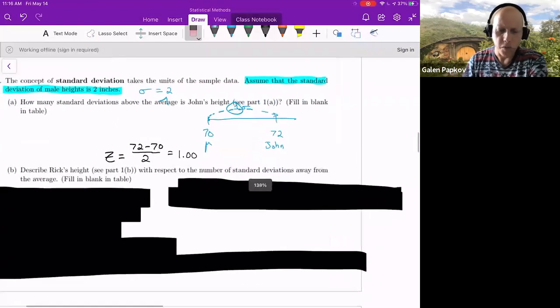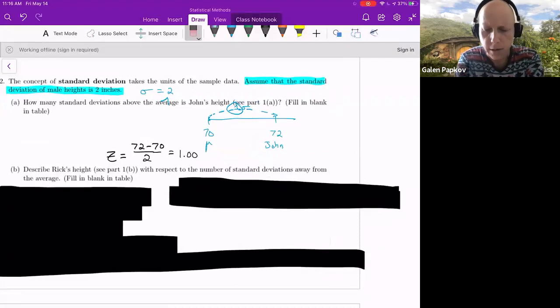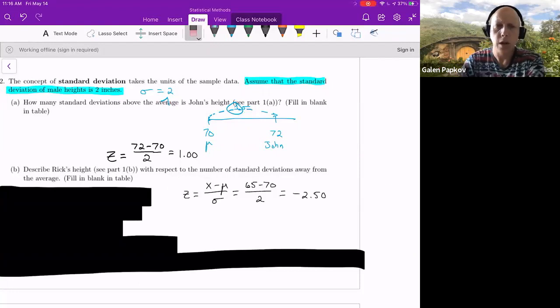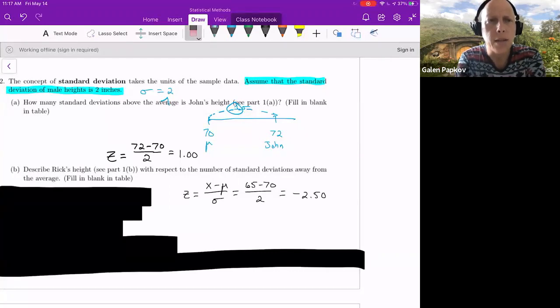What about Rick? So describe Rick's height with respect to the number of standard deviations above the average or away from the average, because we know he's shorter. So over here, you could do the formula approach. You've got x minus mu over sigma, because this is one person's height. 65 minus 70 is -5. -5 divided by 2, because 2 is the standard deviation. And that's going to give you -2.50. So that means that while he was 5 inches below average, that is 2.5 standard deviations below the average height.